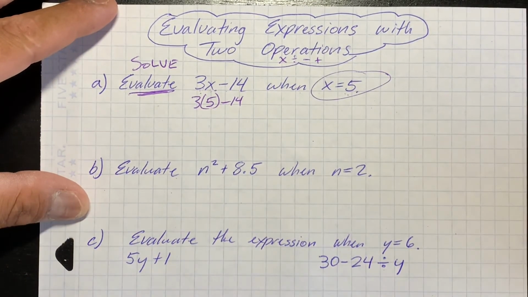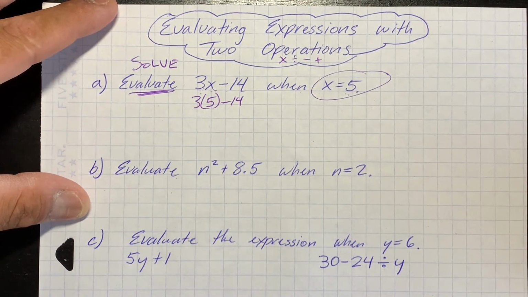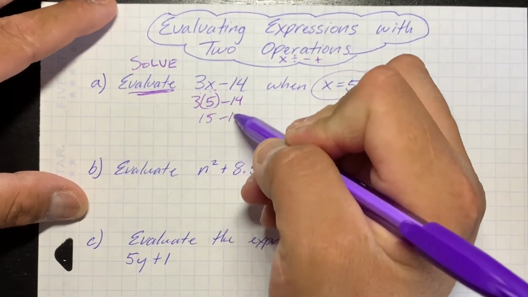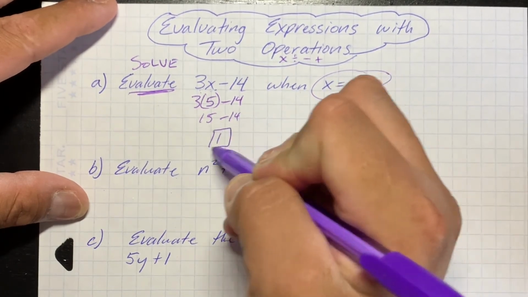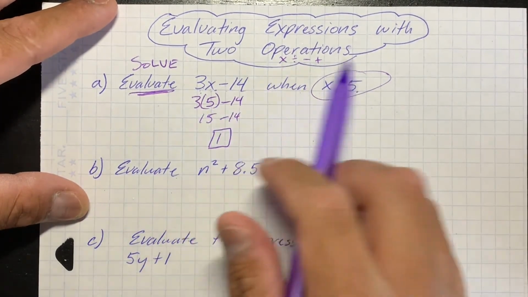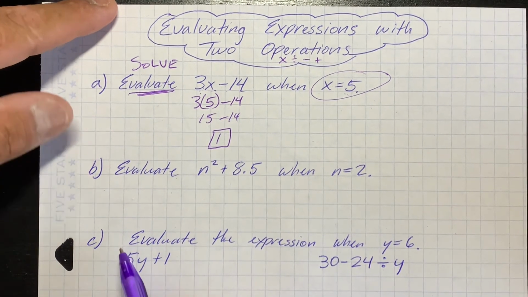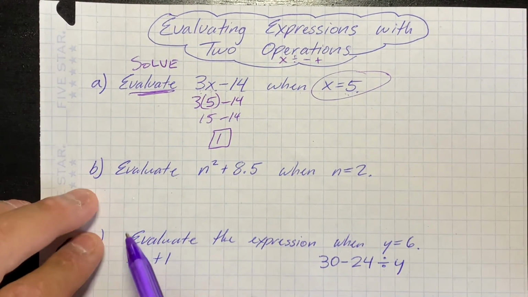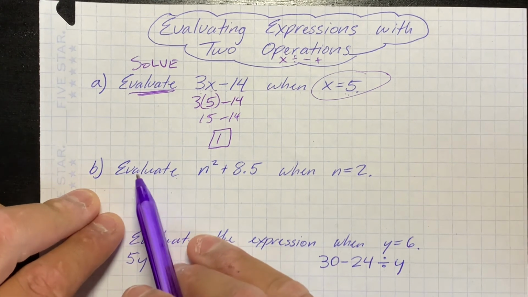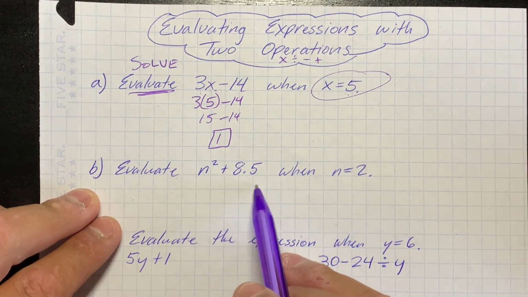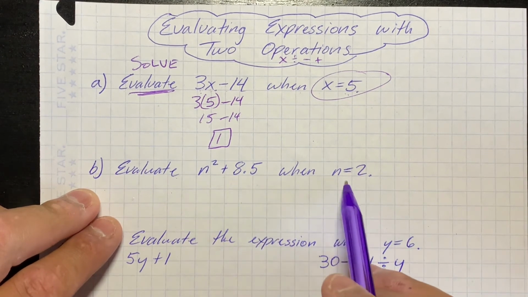So then GEMMA, or the order of operations, you multiply before you subtract. So 3 times 5 is 15 minus 14, you're going to have 1 left. Again, with two operations, we multiplied and subtracted. All right, so there you go. That's really it. Now let's look at B. Again, we're going to solve, we're going to evaluate. So we have n squared plus 8 and 5/10 when n equals 2.